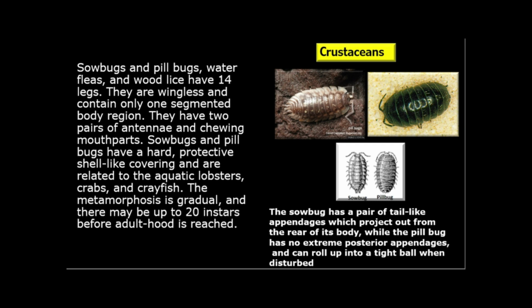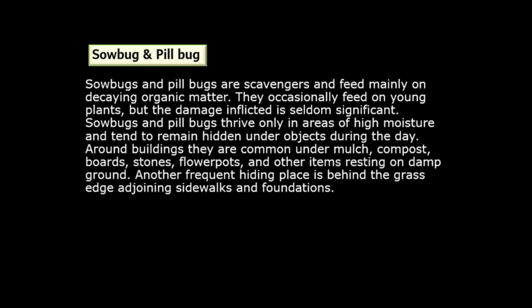The sow bug has a pair of tail-like appendages which project out from the rear of its body, while the pill bug has no extreme posterior appendages and can roll up into a tight ball when disturbed. Sow bugs and pill bugs are scavengers and feed mainly on decaying organic matter. They occasionally feed on young plants, but the damage inflicted is seldom significant.